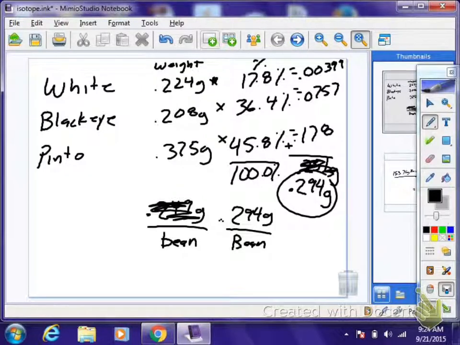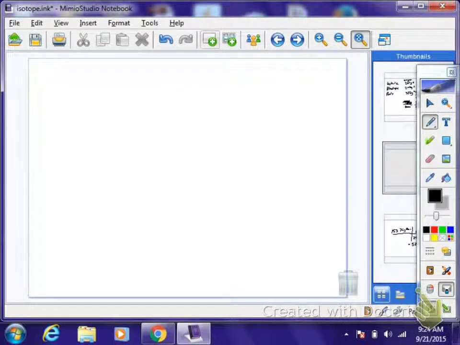Any questions? So that's an example that we're going to look at and build off of, in order to do an actual example of finding an average weight. That's what we're going to do next: find the average weight of an atom. Okay, average weight of an atom. So how do you do that? It's real similar.